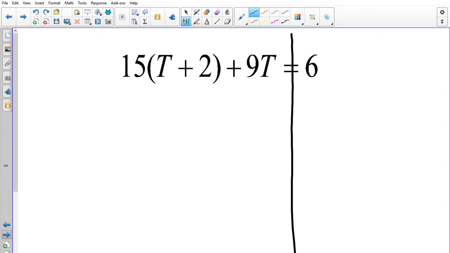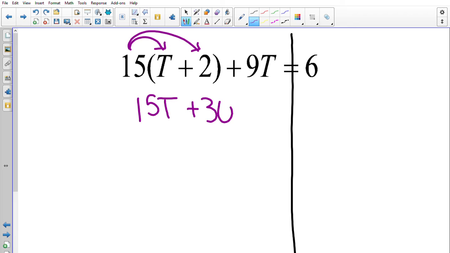So I'm going to distribute first. It's a positive times a positive, so that's just 15t. If you don't like the t, you can change it to another variable. And then 15 times a positive 2 is a positive 30. Bring down the plus 9t, and then that whole thing is still equal to 6.